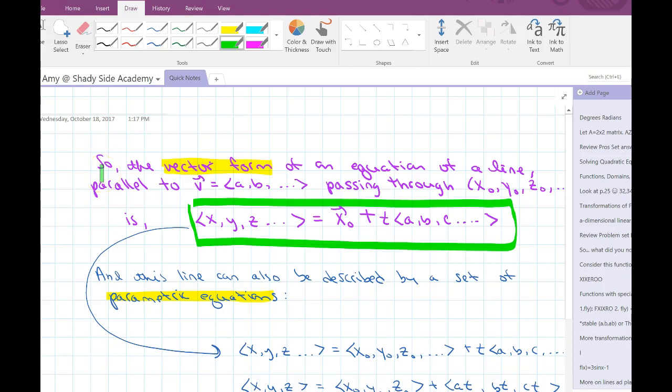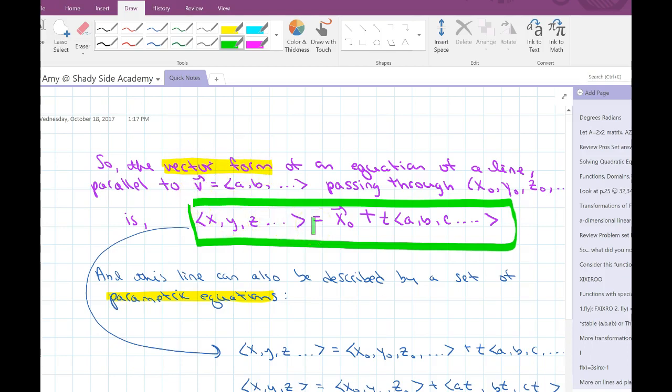This is an equation of a line, and specifically, when you have an equation of a line in this form, it is called the vector form of an equation of a line, okay? This line here describes all the points that are parallel to some given vector in any space, passing through some ordered n-tuple, okay? It could be ordered pair, ordered triple, ordered n-tuple. And here is that equation that you have in your book, although I don't think I ever gave you the formal title of the vector form of an equation of a line.